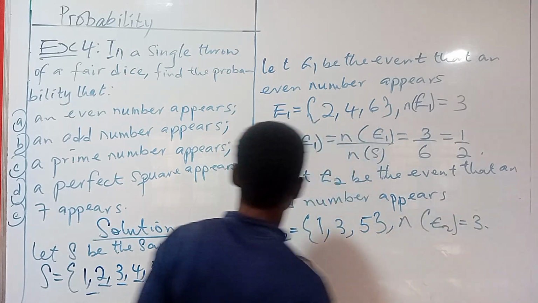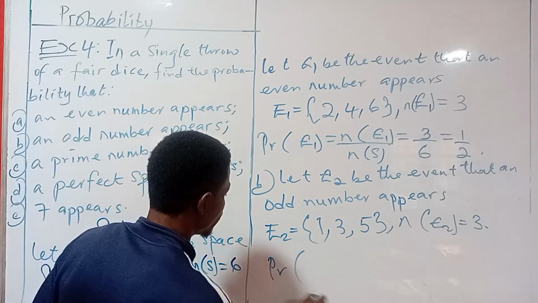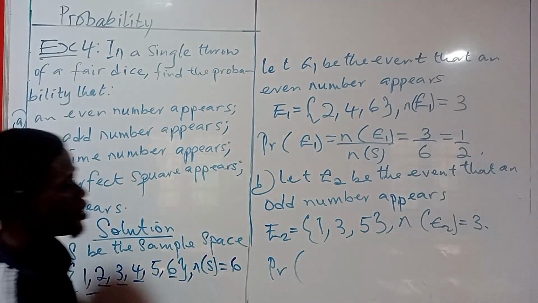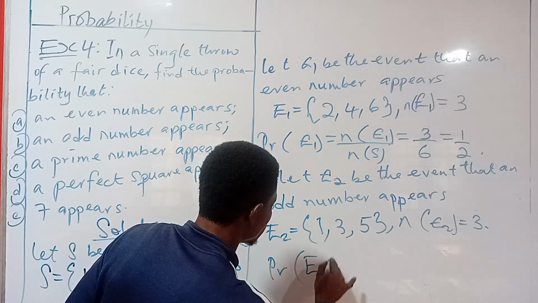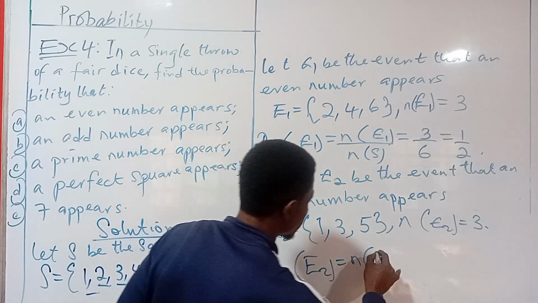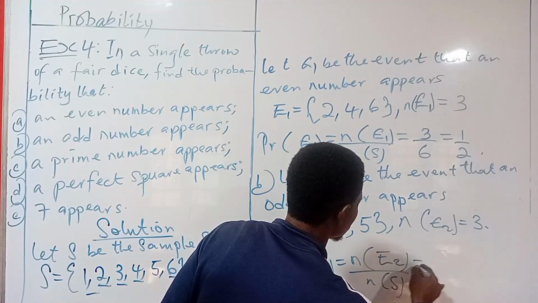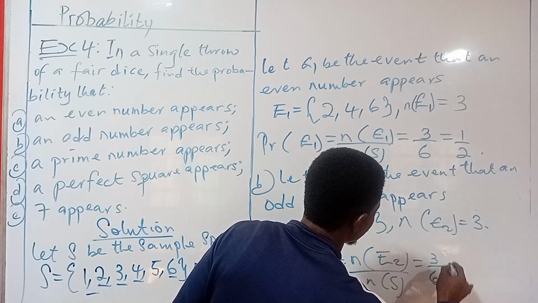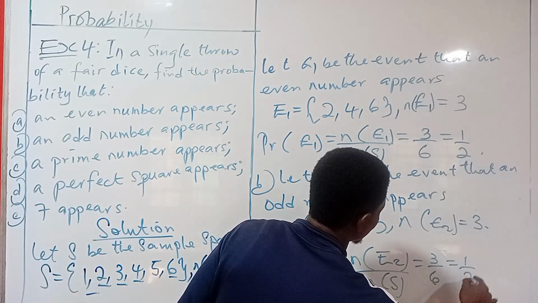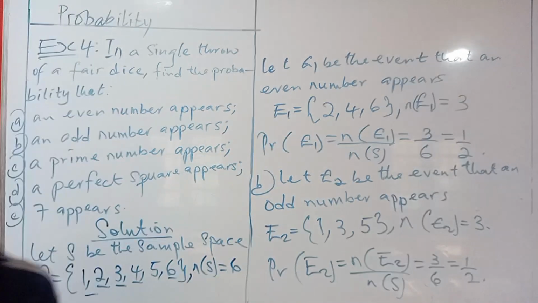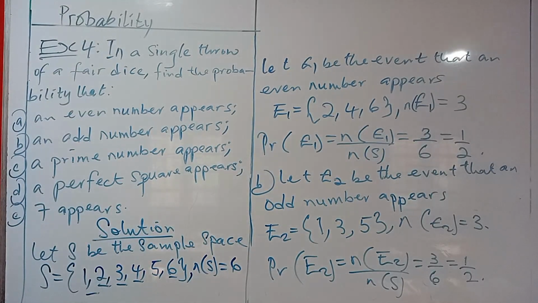Then the probability of an odd number appearing is going to be P of E2 equals n of E2 over n of S, which will give us 3 over 6, the same as 1 over 2. So that is when an odd number appears.